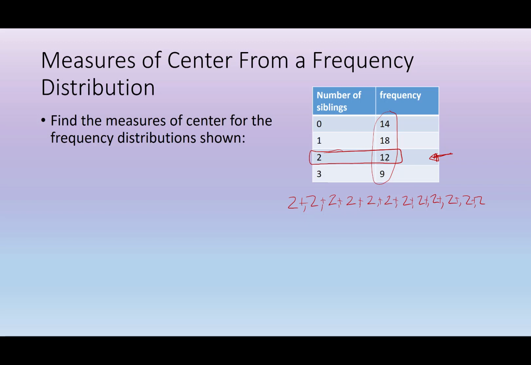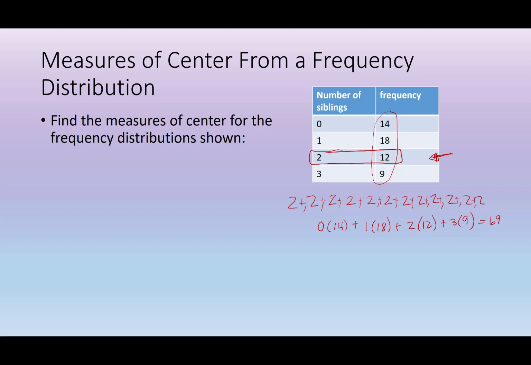So instead of taking 14 zeros and adding each of those zeros together one by one, and then taking 18 ones and adding them together, in order to find my mean, I'm going to take the category times the number of times it occurs. Then I'm going to take my next category times the number of times it occurs, and add those quantities together. Okay, so I have my 0 times 14, my 1 times 18, 2 times 12, 3 times 9. When I end up getting that, I get a value of 69.